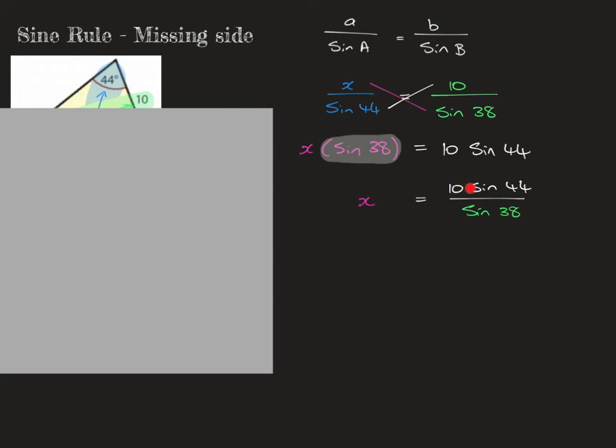Okay, so double check that it's correct before you do anything else. So 10 sine 44 over sine 38. If that doesn't match, that means we made a mistake along the way, and you'd have to check that separately. So if we press equals, it gives us our answer. So you should have got an answer there of 11.283.